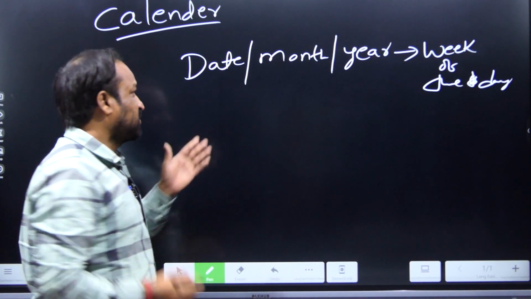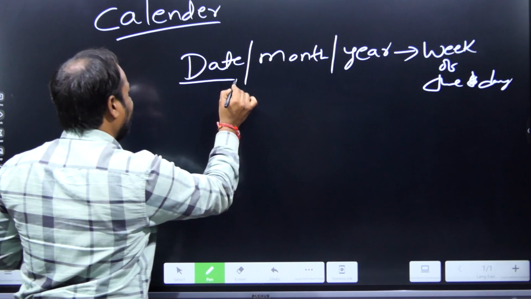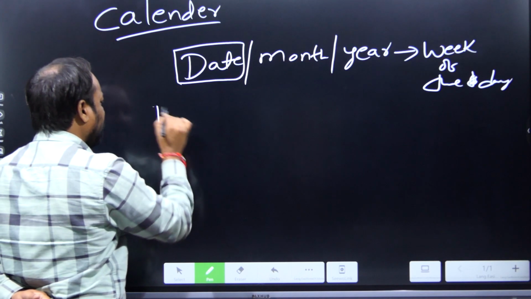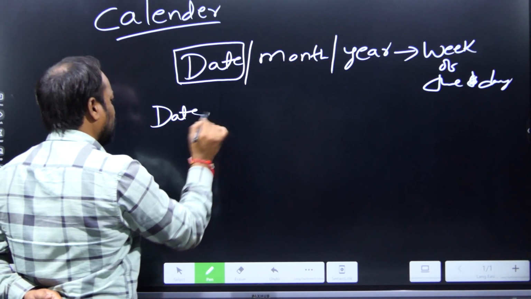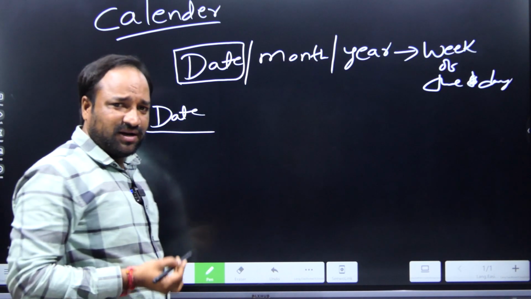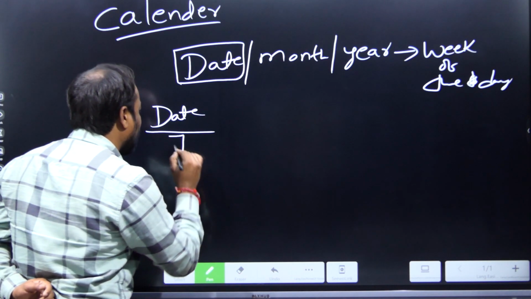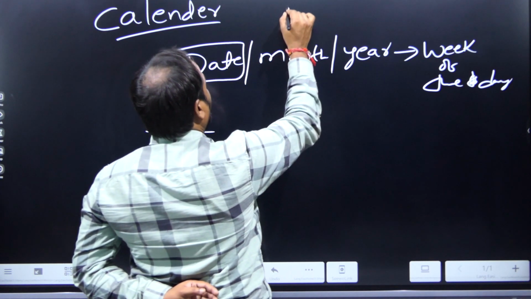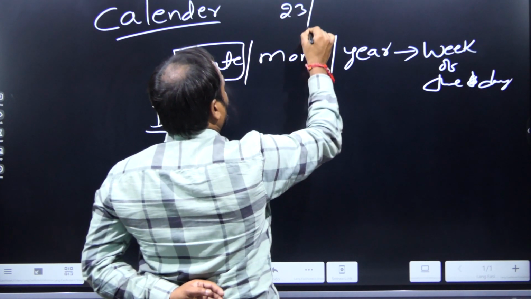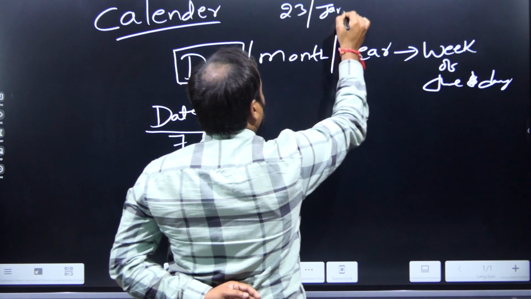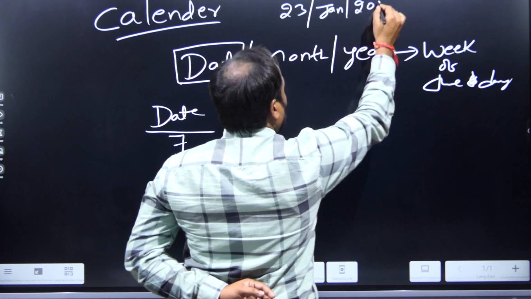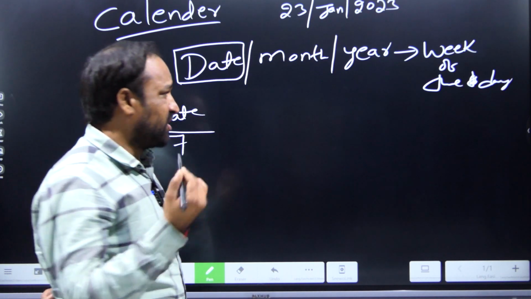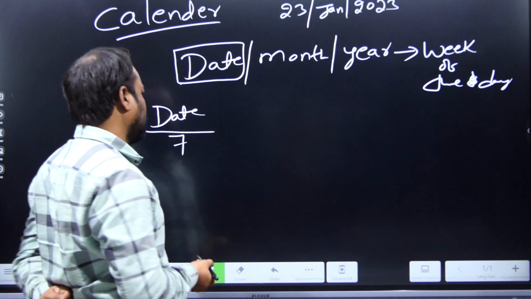Starting, we are considering the parameter that is date. The date should be divided by 7. For example, I am taking the date 23rd January 2023.